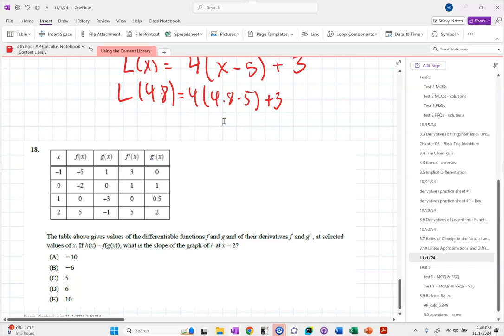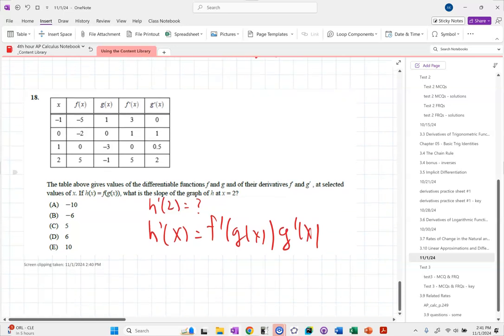It says the table above gives values of the differentiable functions f and g and their derivatives f prime and g prime at selected values of x. If h of x equals f of g of x, what is the slope of the graph of h at x equals 2? Basically it's asking for h prime of 2. I know that h prime of x is going to be f prime of g of x times g prime of x. Why do I know that?